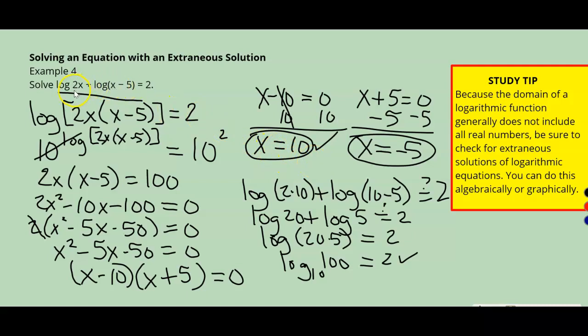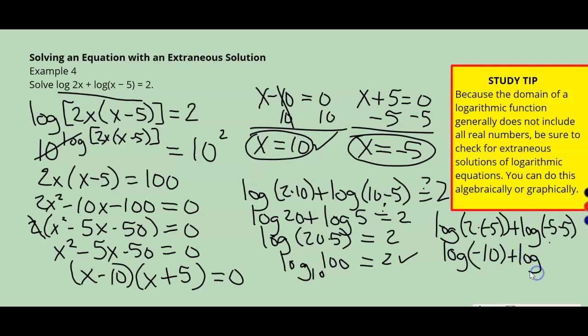Negative 5, let's do the same thing. So we're going to have log of 2 times negative 5, and then plus log of negative 5 minus 5. We know we're trying to set that equal to 2. So let's just evaluate the left-hand side and see what we get. 2 times negative 5 is negative 10. So we've got log of negative 10. And then plus, negative 5 minus 5 is negative 10 as well.